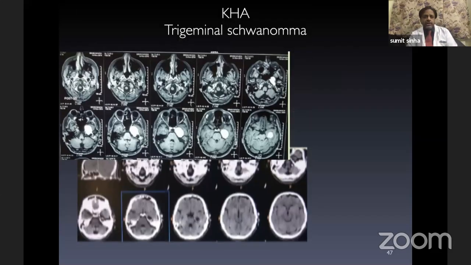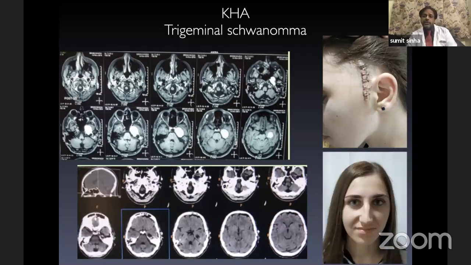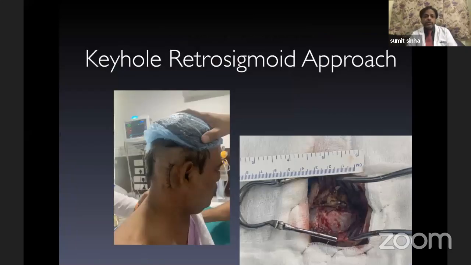Trigeminal schwannoma, yes, again a keyhole craniotomy by subtemporal approach, and you see complete tumor removal, immediate post-operative CT scan, and this was the size of that incision. Beautiful young lady, and this was immediate post-op scan showing no deficit of any sort in the external ocular movements.